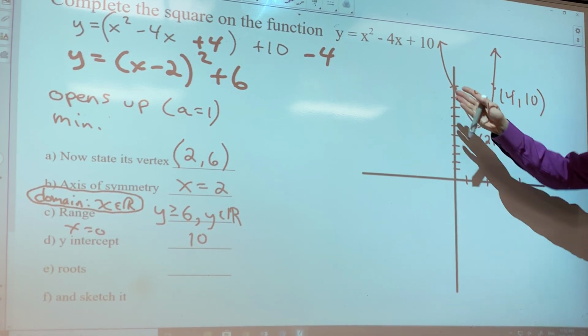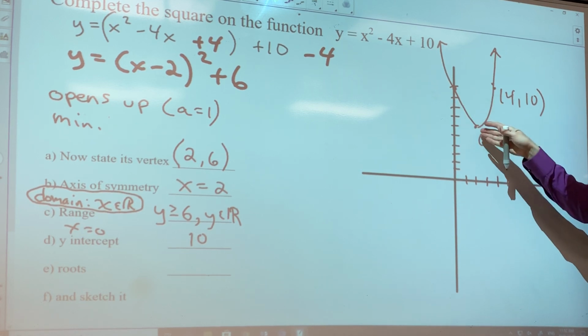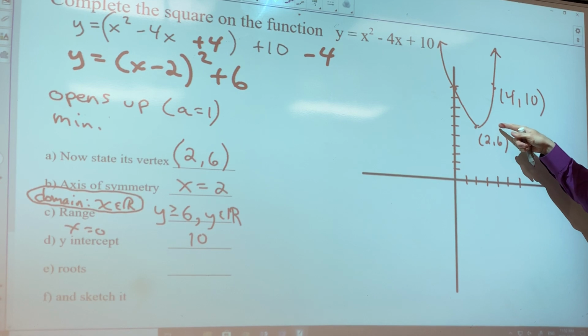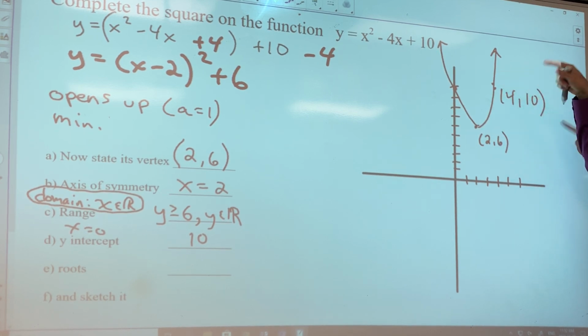They're symmetrical, so I use that all the time. If I know this, then I just say, from here to here is 2, and I go up 4, so I can mirror it on the other side: go to the right 2 and up 4. You'll have a point there guaranteed, because parabolas are symmetrical.